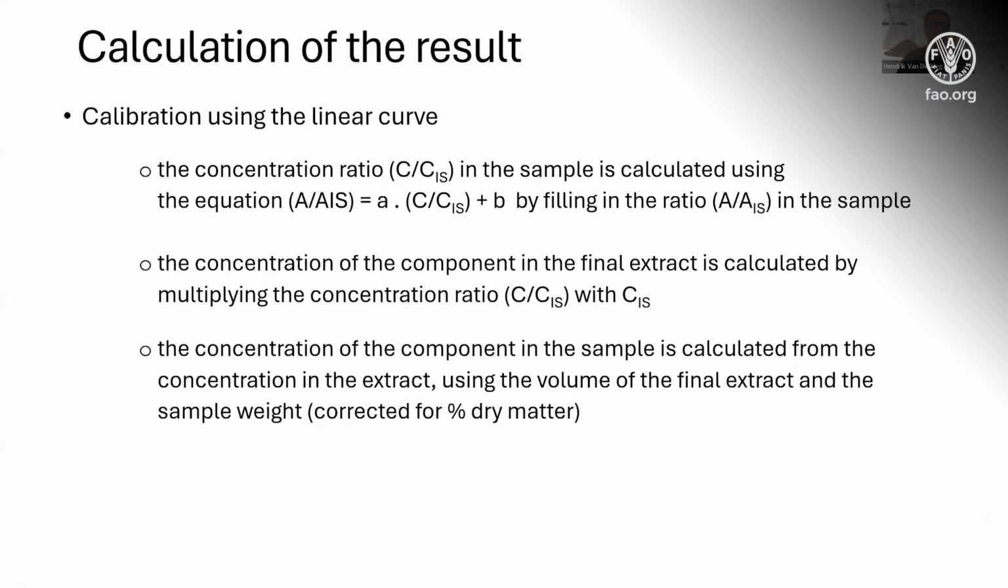How do we calculate then the result from this calibration? When we use a linear curve, then we have the equation of our curve, and we can fill in the ratio area divided by area internal standard in the sample. And then by this equation, we can calculate concentration divided by concentration internal standard. Then the concentration in the final extract is calculated by multiplying this ratio, concentration divided by concentration internal standard, with the concentration internal standard. And we have the concentration in our extract.